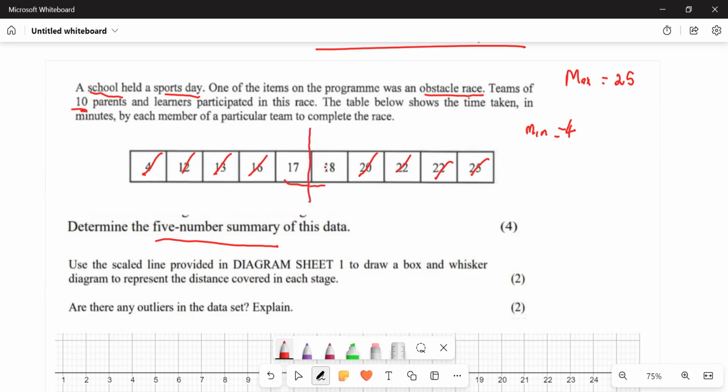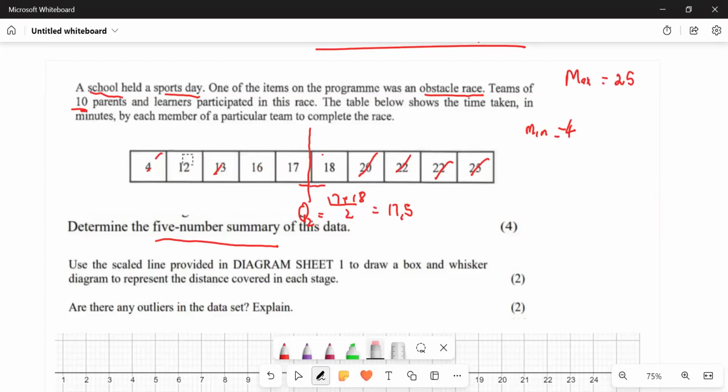Now, you see this one, I'm not circling it again. Because I'm not circling it, it means this one plus this one is going to be our Q2. What is going to be our Q2 then? So we say it's going to be 17 plus 18 divided by 2, which is 17,5. Okay, that's our Q2. Okay, sharp.